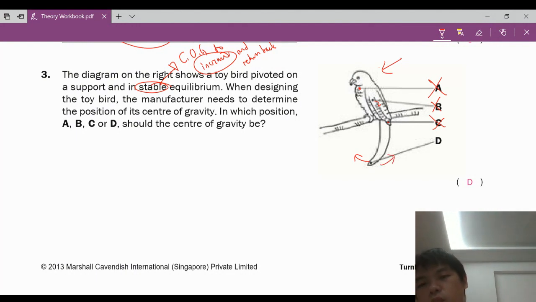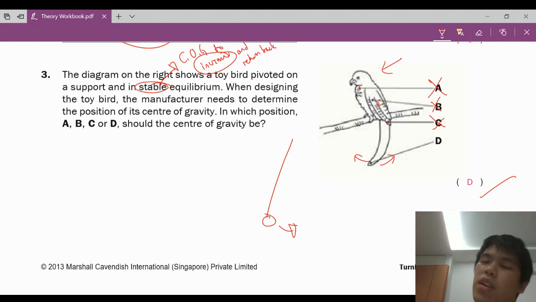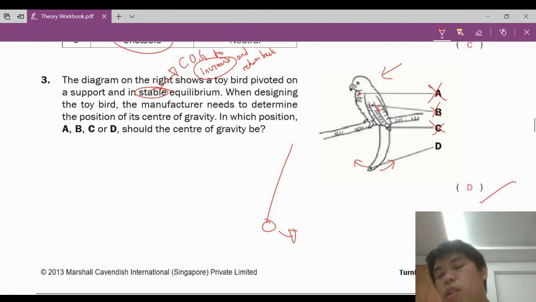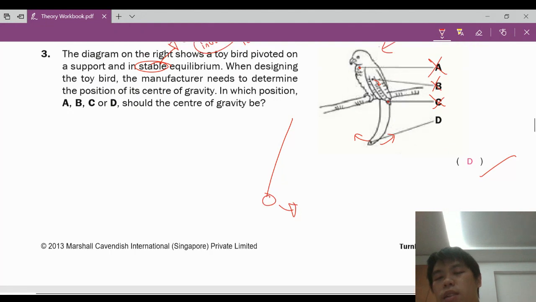So it will come back to the original position. It's exactly like a pendulum that swings. So the answer is D. We want the center of gravity to increase and then come back to the original position. But for the other three, A, B, and C, it can actually go up or it can go down. Sorry, most of them will all go down, the center of gravity.